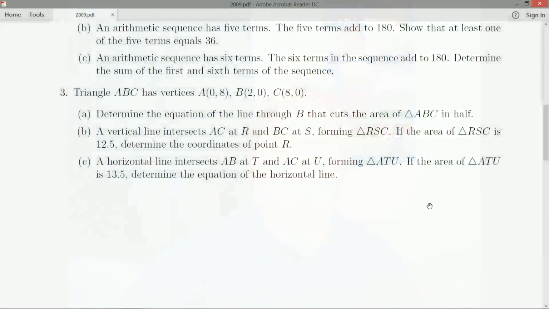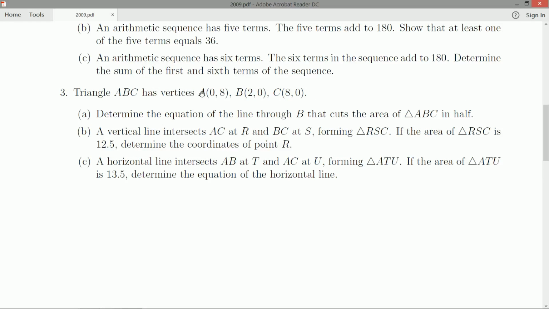We're on question number 3. So let's take a look. Triangle ABC has vertices 0, 8, 2, 0, 8, 0. Sorry, I said 8, 0 first, didn't I? Alright, so we have 3 parts to this question. A. Determine the equation of the line through B that cuts the area of triangle ABC in half.